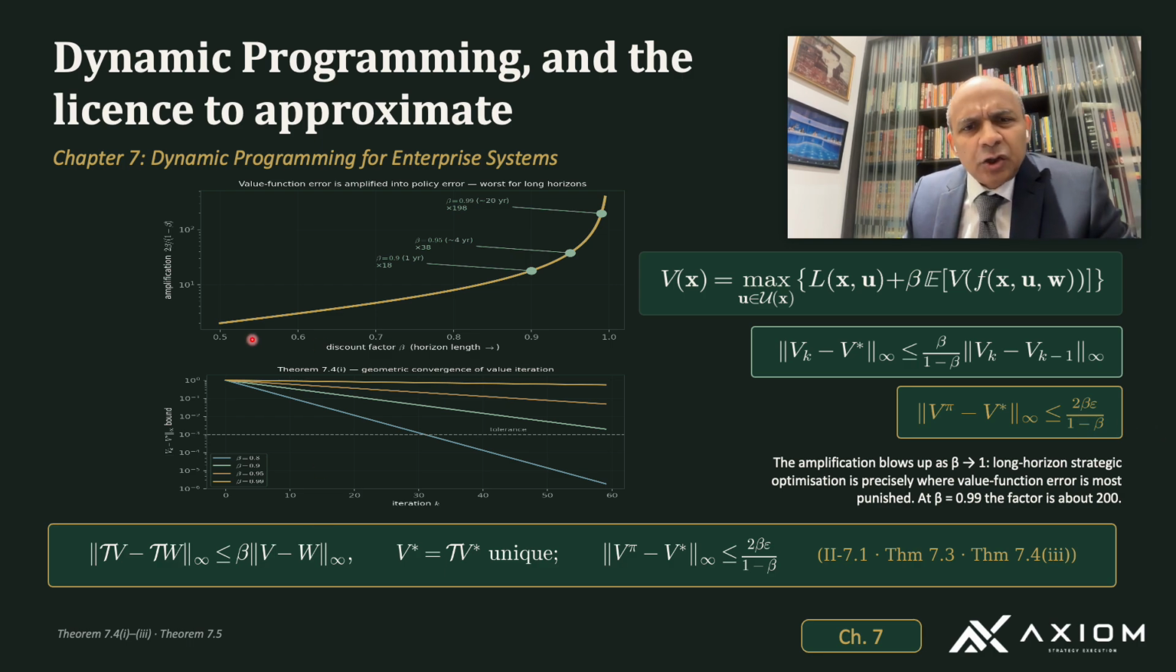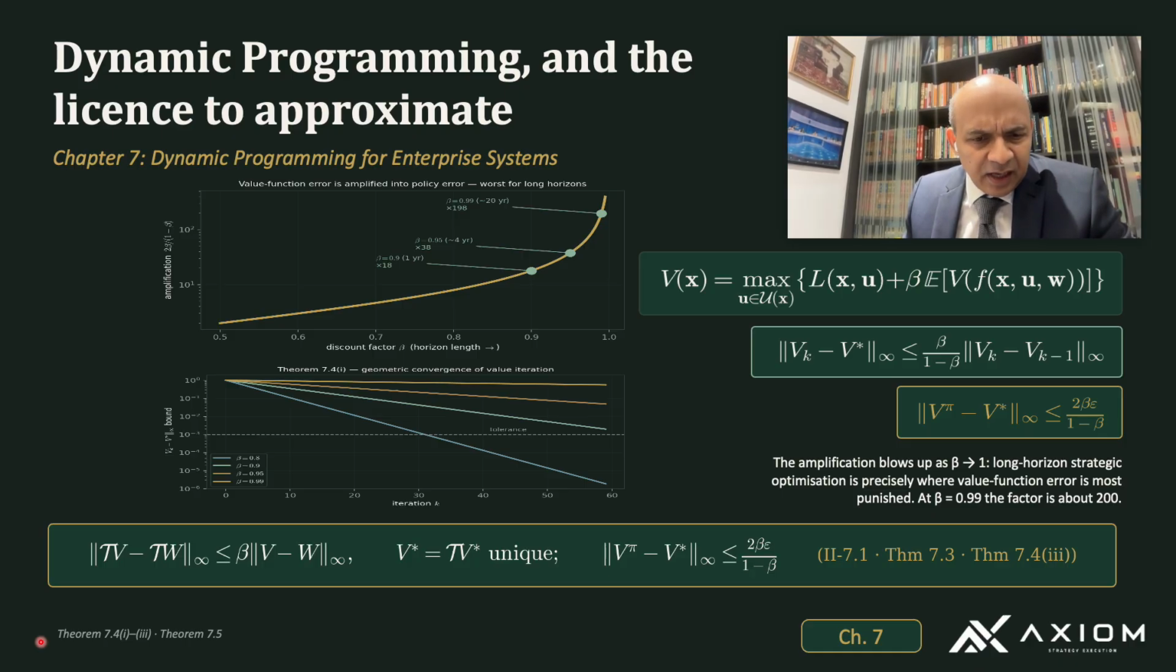Now, this chart shows that as the discount factor beta approaches 1, small value function errors are amplified much more strongly into policy error, and value iteration converges much more slowly. So long horizon enterprise problems are substantially harder to solve accurately. That's pretty intuitive as well.